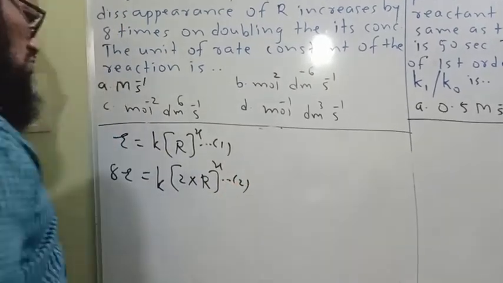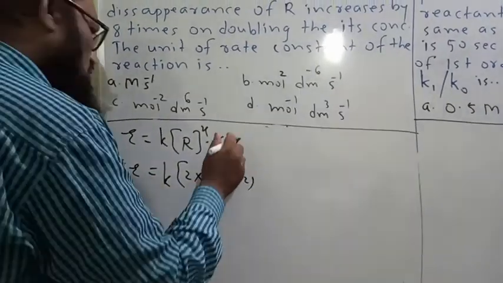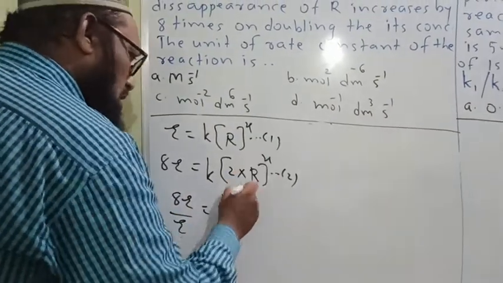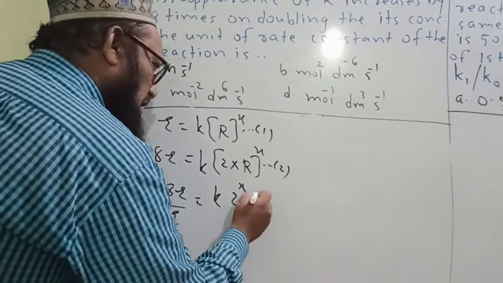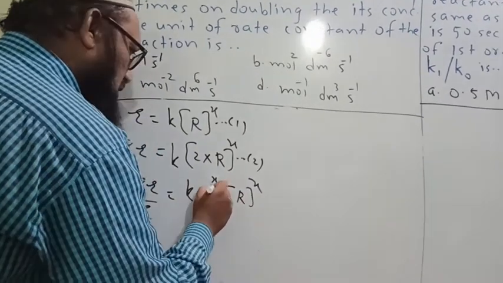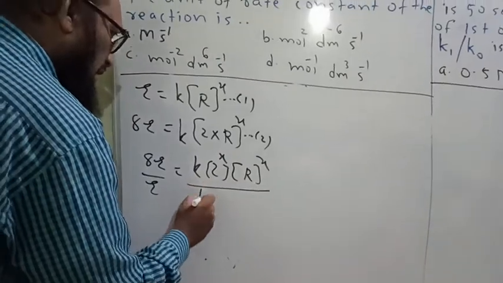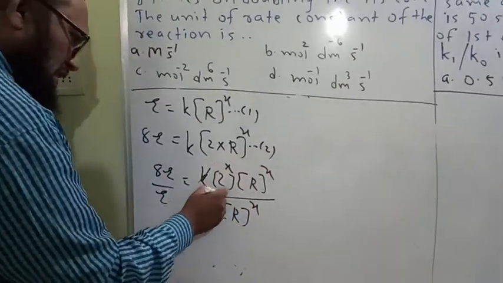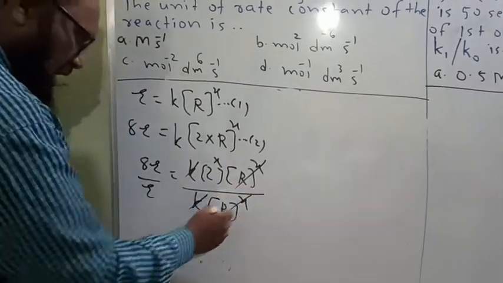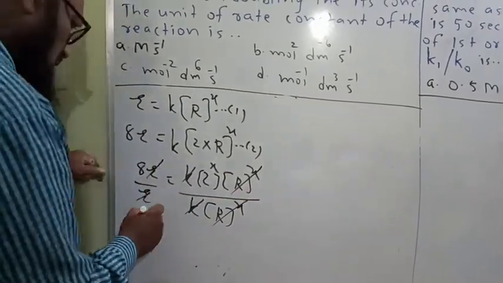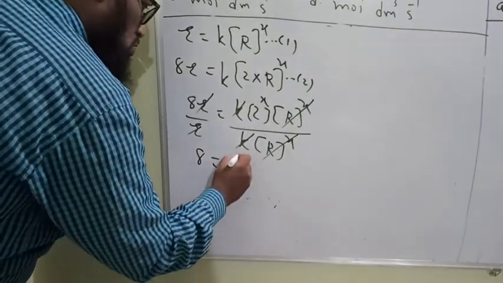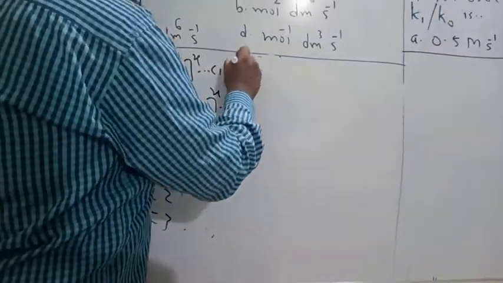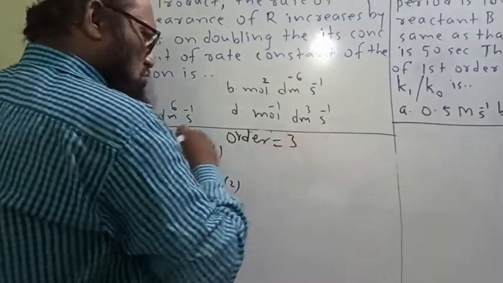Equation number 2. Let us divide equation 2 by 1. 8R upon R equals K into 2 raised to X into [R] raised to X upon K [R] raised to X. K gets cancelled, [R] raised to X and [R] raised to X get cancelled. We get 8 is equal to 2 raised to X, therefore X is equal to 3. Order of reaction is equal to 3.